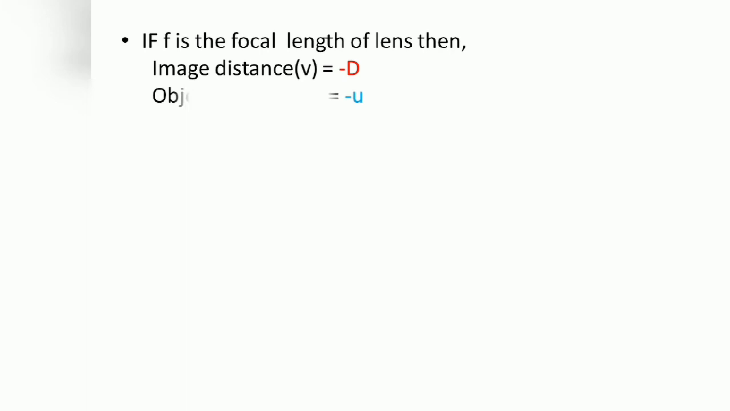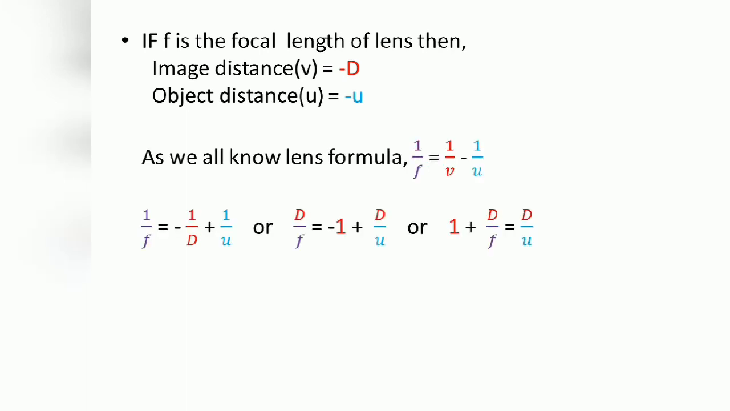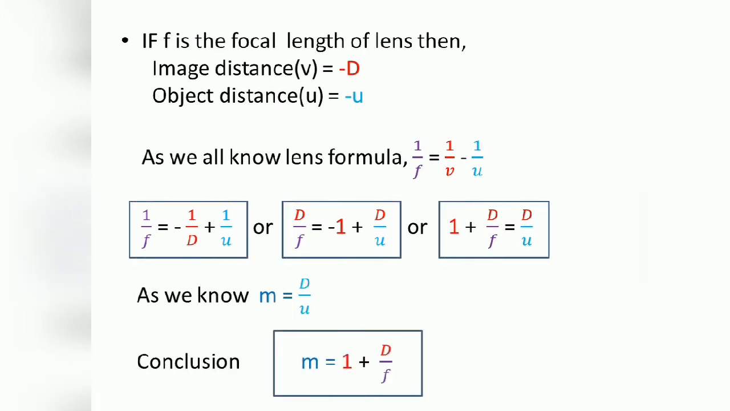If F is the focal length of the lens, then image distance V equals minus D, object distance U equals minus U. As we all know, lens formula: 1 upon F equals 1 upon V minus 1 upon U. Putting values, 1 upon F equals minus 1 upon D plus 1 upon U. Or, D upon F equals minus 1 plus D upon U. Or, 1 plus D upon F equals D upon U.